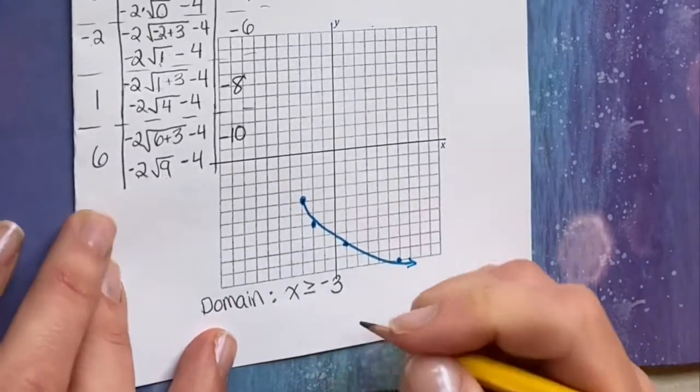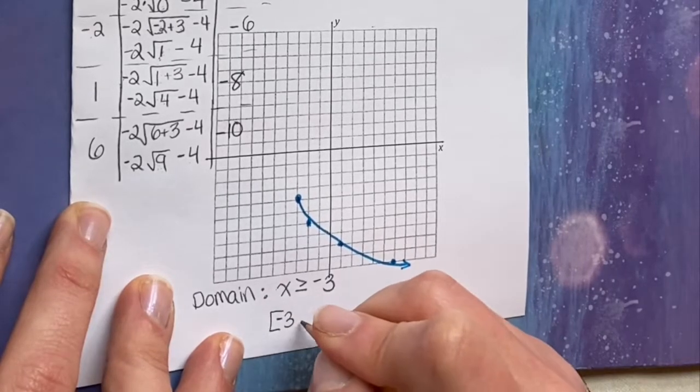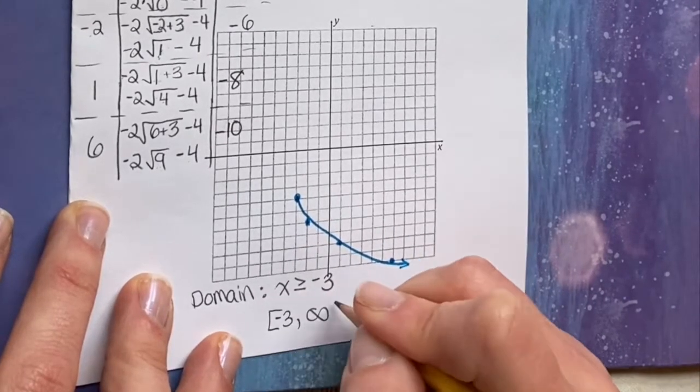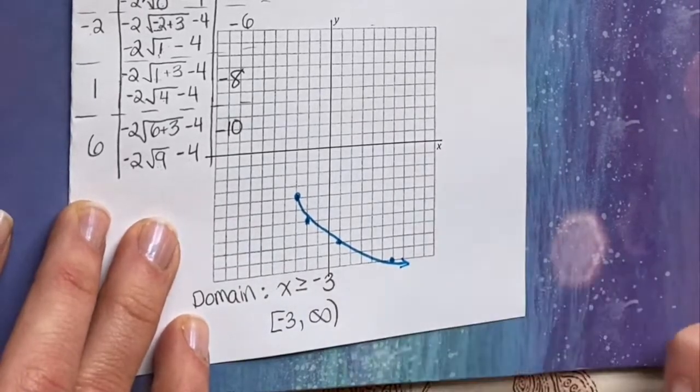In interval notation, that would be -3, infinity. Our range.